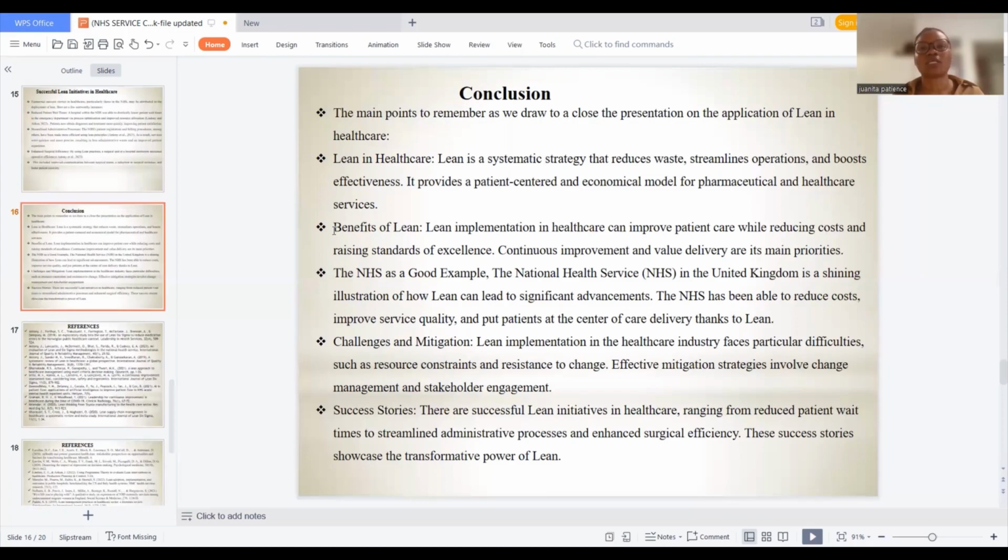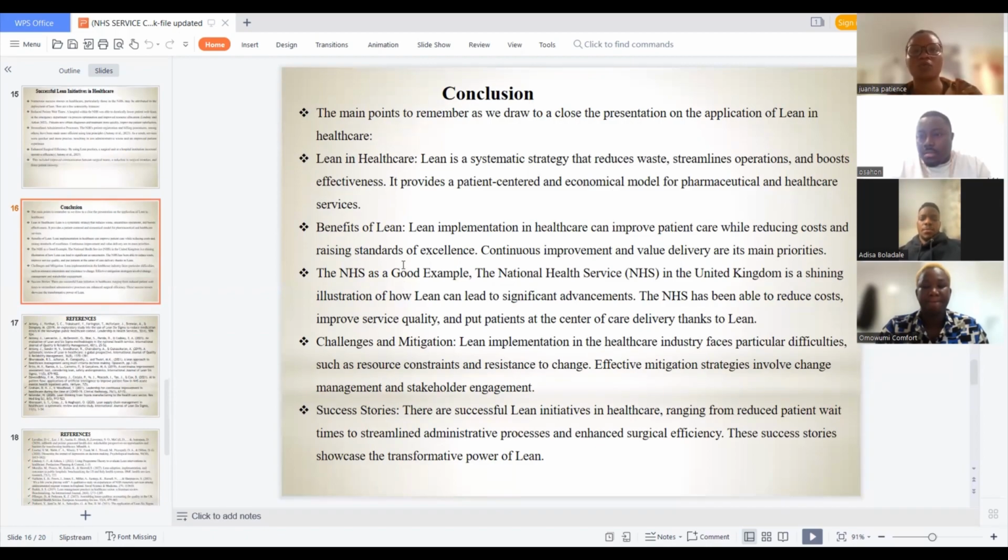Now, the success story of this healthcare demonstrates the transformative power of lean, from reducing the time patients spend waiting, to reducing the cost and expenses of the patient. These are the significant parts of it. And also, don't forget, we have surgical effectiveness, which will also be enhanced. At this point, I would like to end this note here and go to the references.